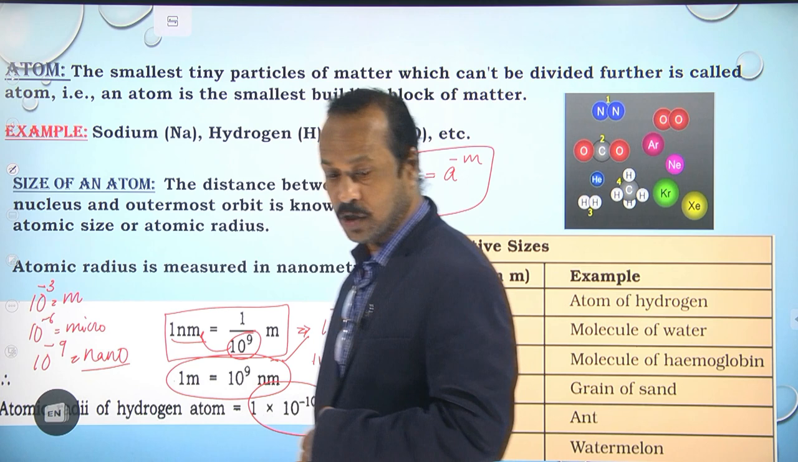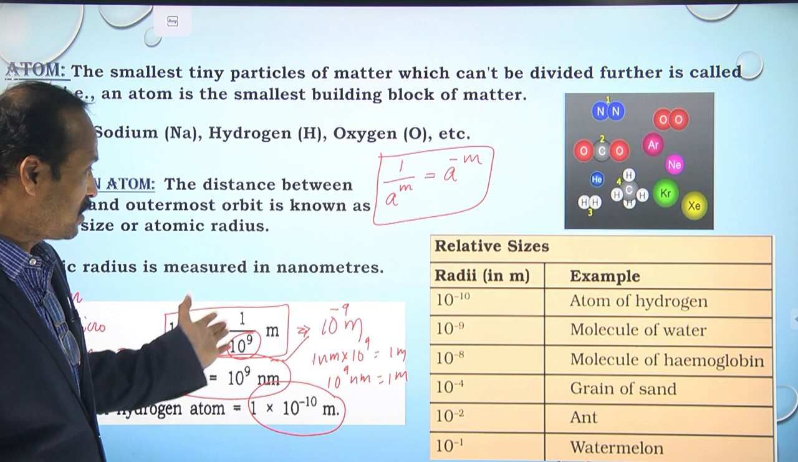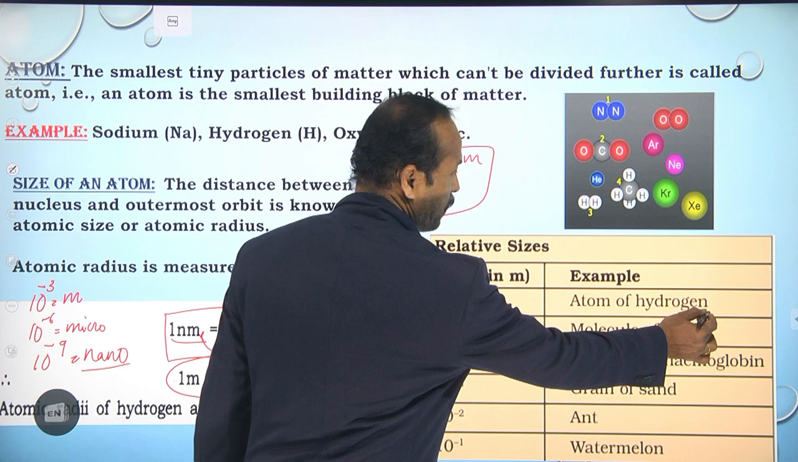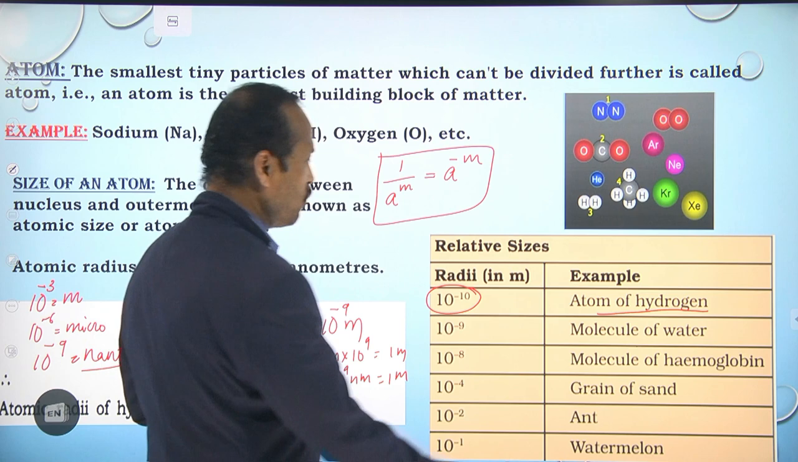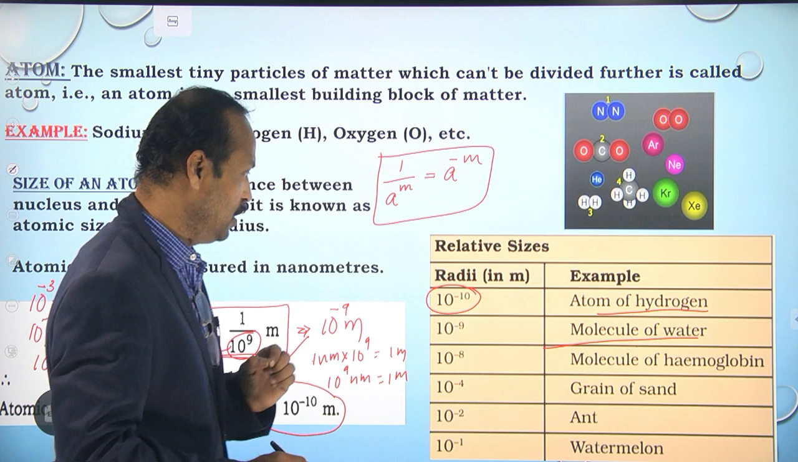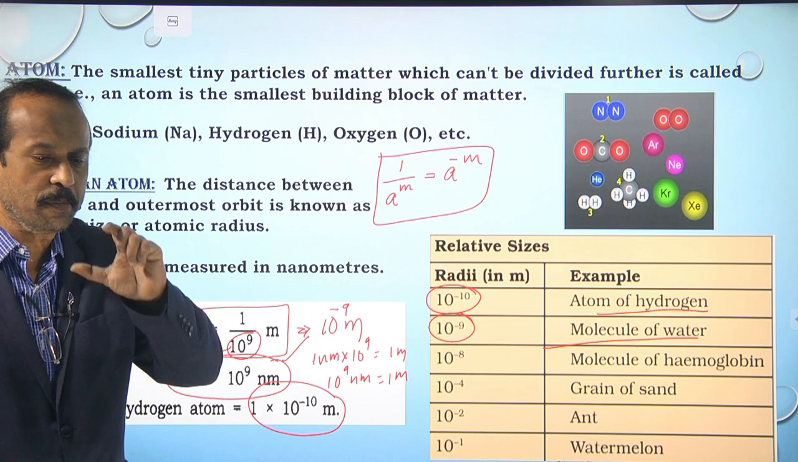Now if we compare the atomic size with other things, the size of the hydrogen atom is 10 to the power of minus 10 meter. That is the smallest one. Then if you see the water molecule, H2O, its size is in terms of 10 to the power of minus 9, a little bit bigger. So here minus 10, minus 9, in these two which one is bigger?